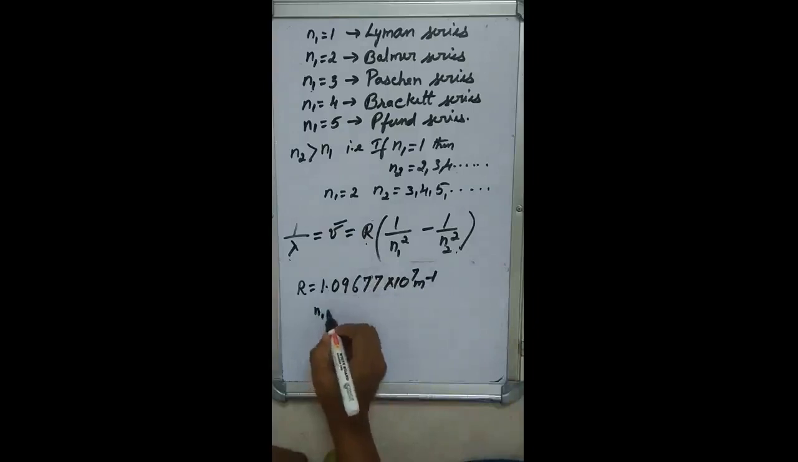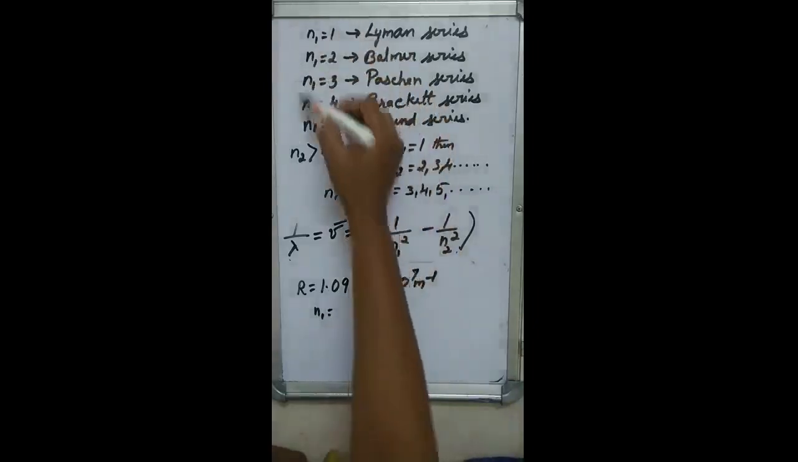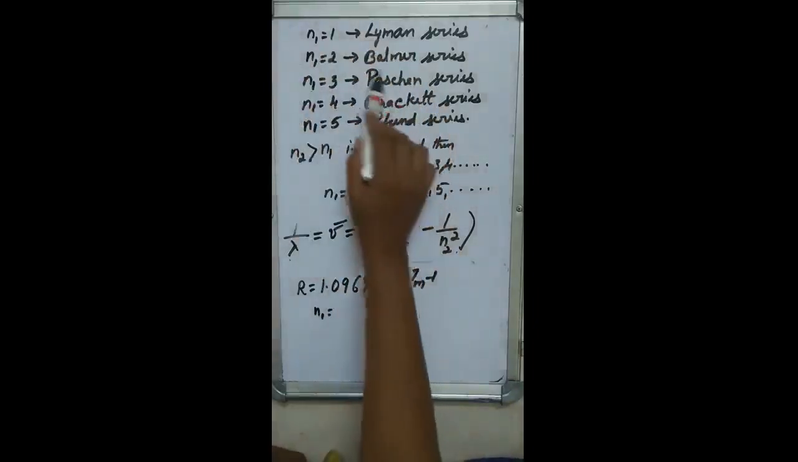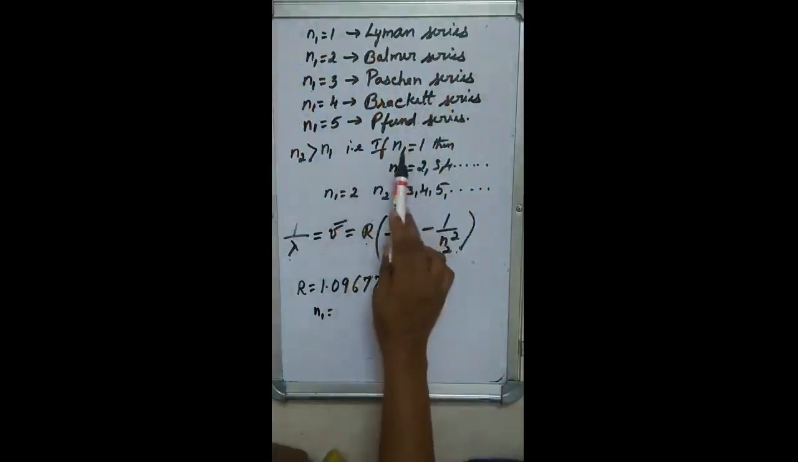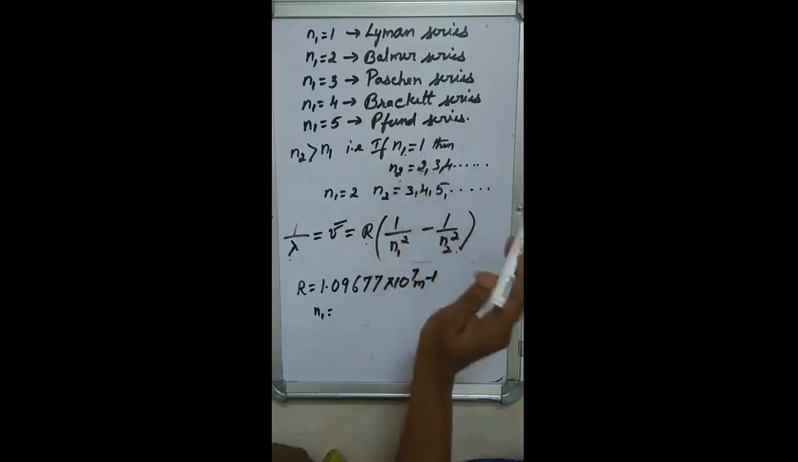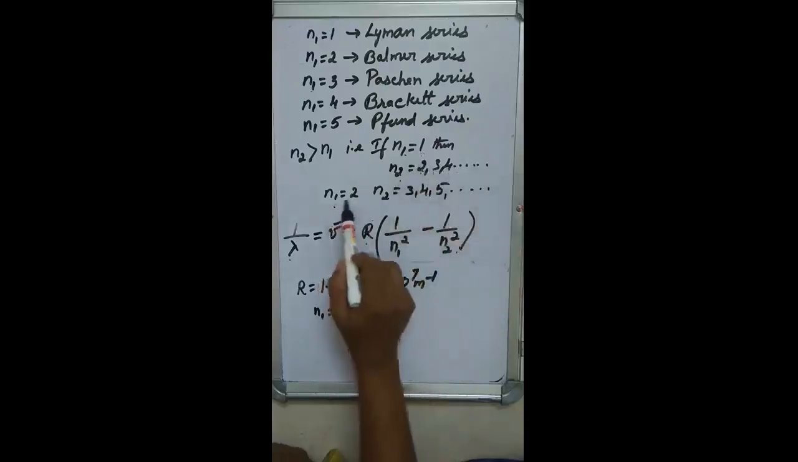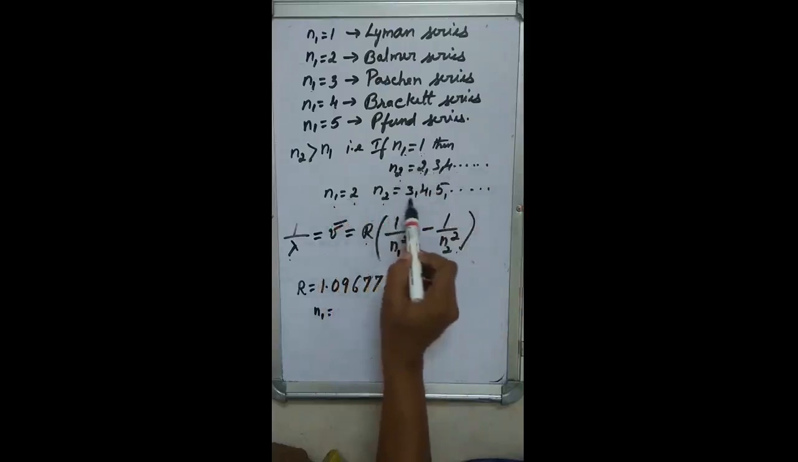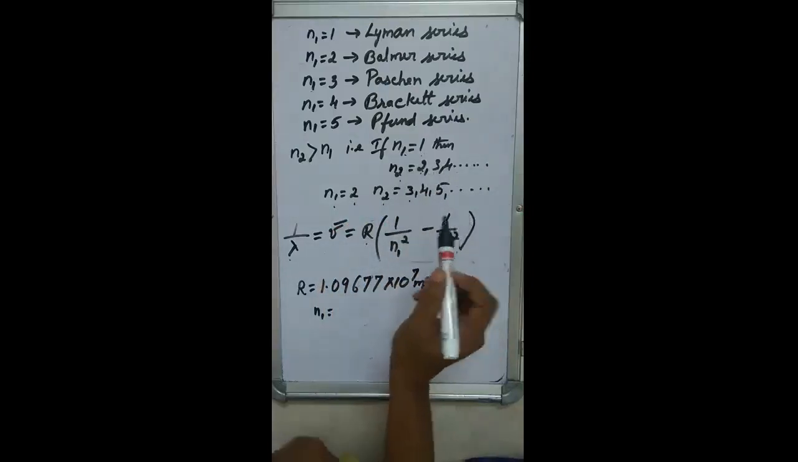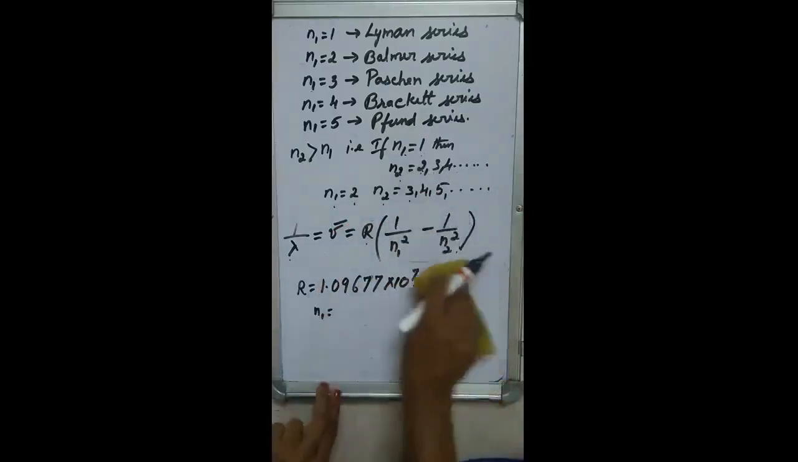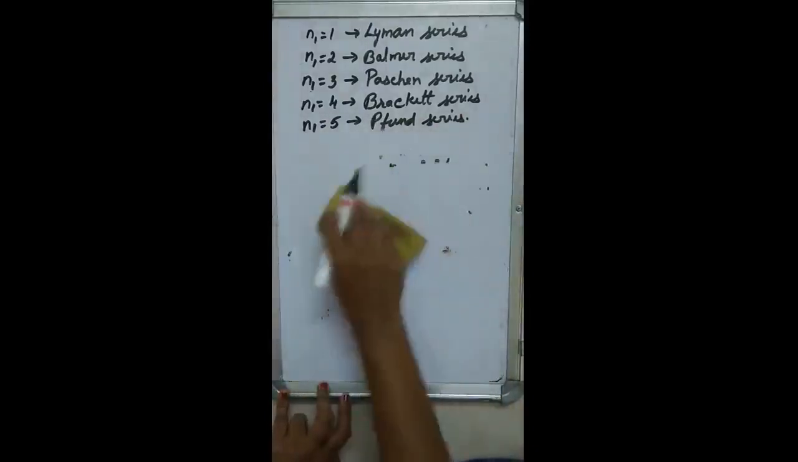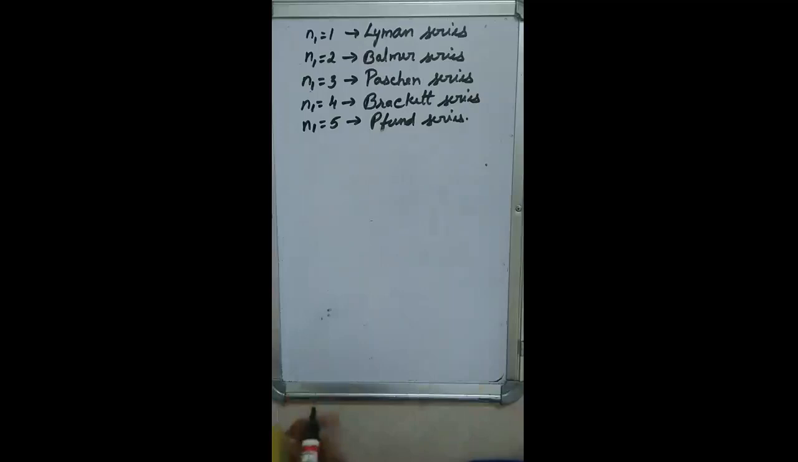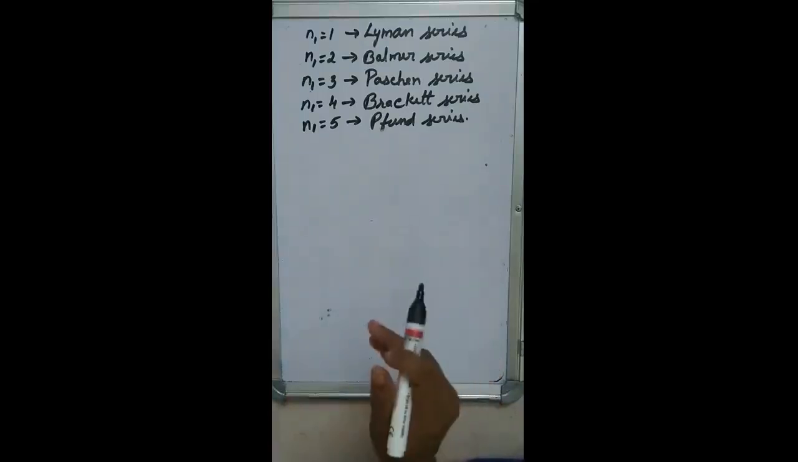N1 values are given here, these are the n1 values for different series. For n2 values, see here: if n1 is equal to 1, then n2 becomes 2, 3, 4, etc. If n1 is equal to 2, then n2 becomes 3, 4, 5, etc. So I will explain how we can calculate spectral lines of different series.